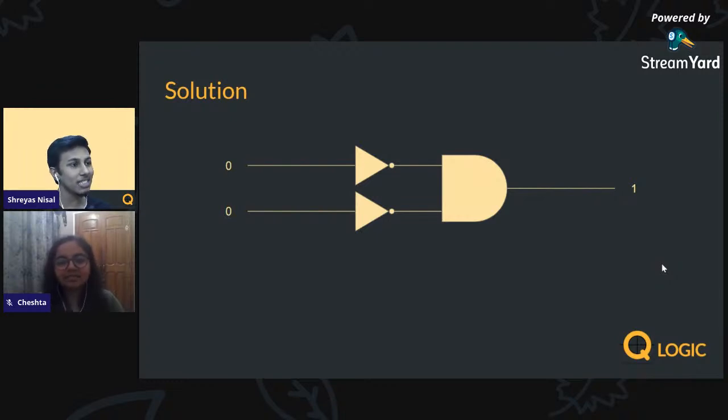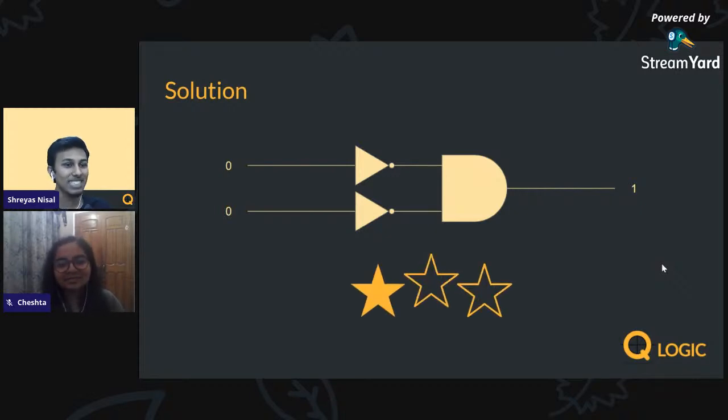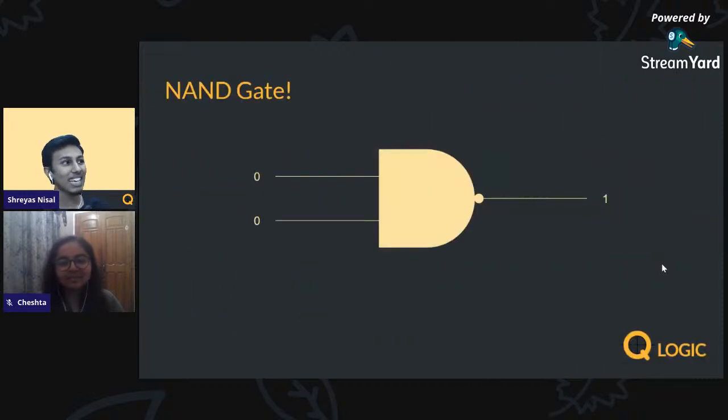In this solution, you can see that you're using 3 gates to solve this puzzle. So using 3 gates here is going to give you, let's say, something like 1 star out of 3. And the more effective solution using just one gate is something like this. We have the NAND gate, which was also mentioned, and another solution that was mentioned was also the NOR gate. So the way the NAND gate works is it's going to do an AND on these two bits and then do a NOT operation on that.